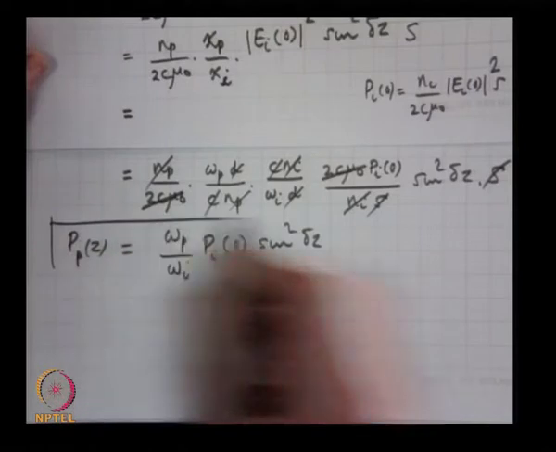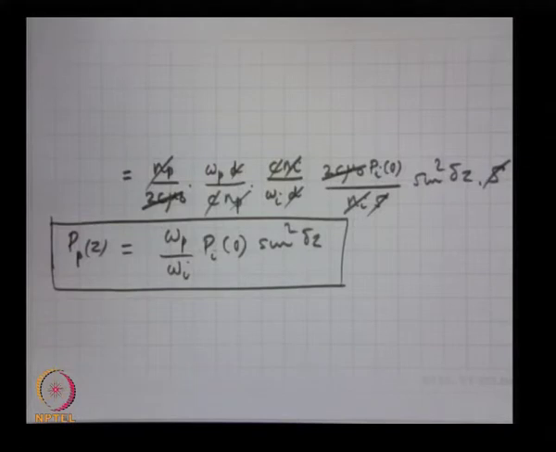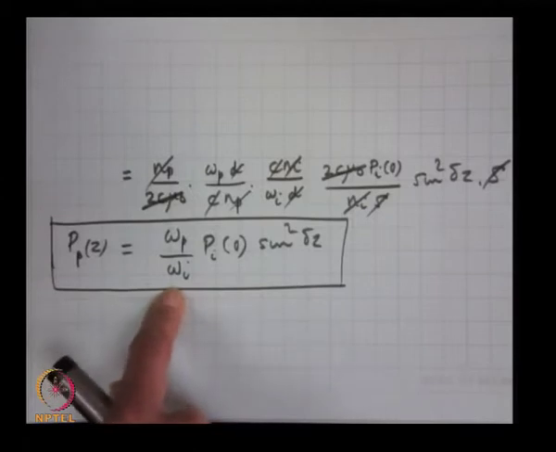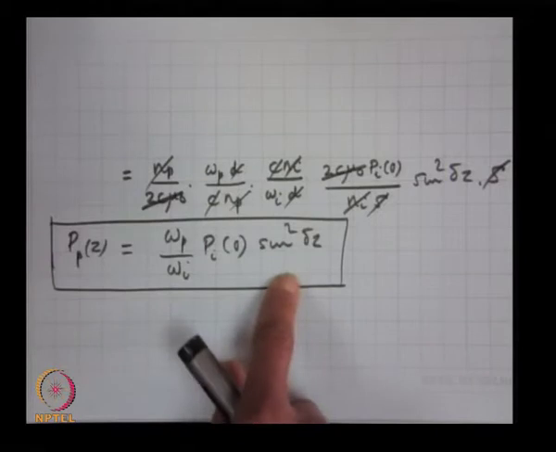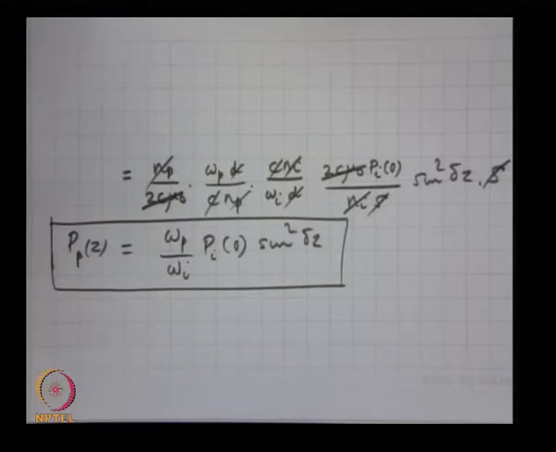Why is this factor omega P by omega I coming? It's a photon number problem. The maximum power I can generate at the pump is omega P by omega I times PI of 0. PI of 0 by h cross omega I is the number of photons entering per unit time into the crystal at omega I frequency. This implies I have completely converted all those photons. If I convert all the photons at omega I frequency to omega P frequency, how many photons will I generate? PI of 0 by h cross omega I.